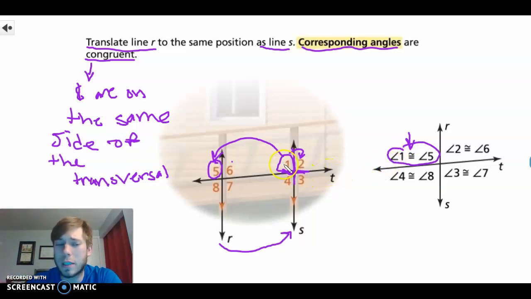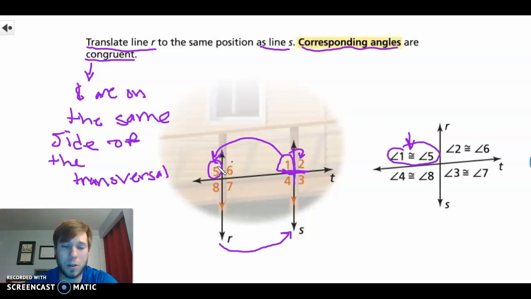Then you would see that angle 6 and angle 2 are also congruent. Angle 7 and angle 3 are congruent, and angle 8 and angle 4 are also congruent, based off of translating and then having the parallel lines on top of each other, just like this. So that's how you can figure out your corresponding angles. Angle 1 and angle 5 correspond to each other.